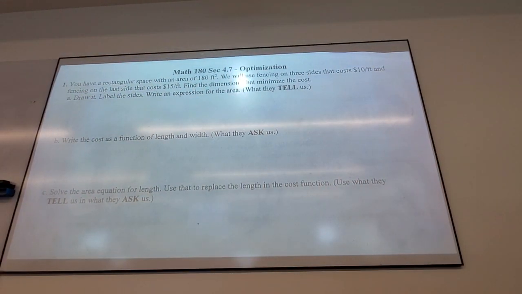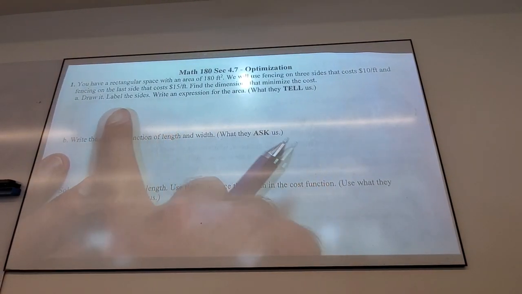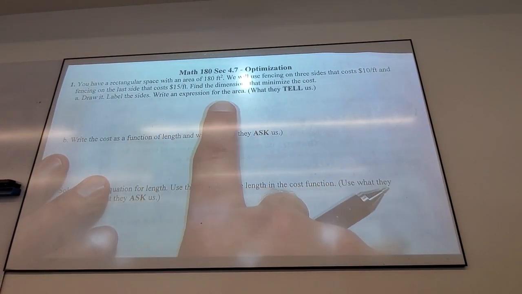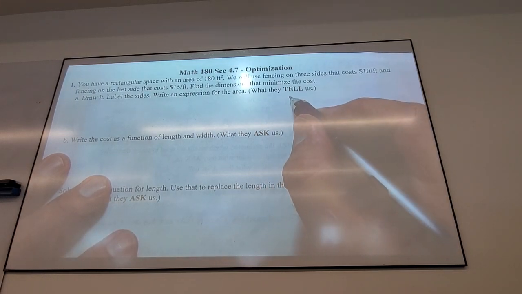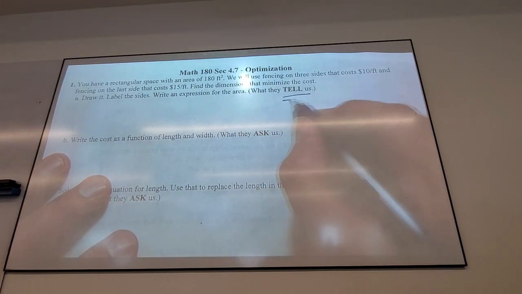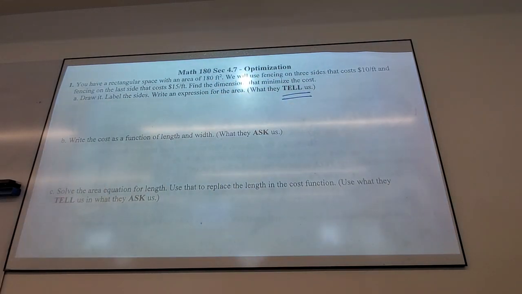All right, let me make sure we're on the right track. Part A, does it say anything about cost in Part A? What do they tell us about? They tell us about the area, correct? Does the area of the lot care how much the fencing costs? No. So there's no cost showing up in Part A. It's all just the physical dimensions.